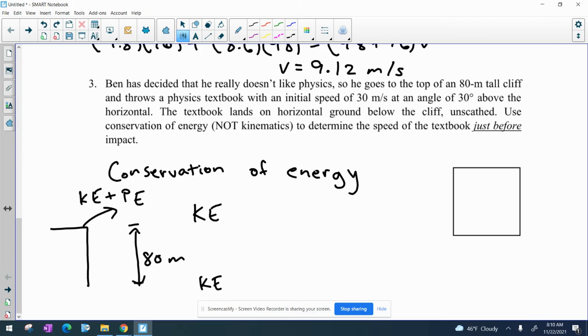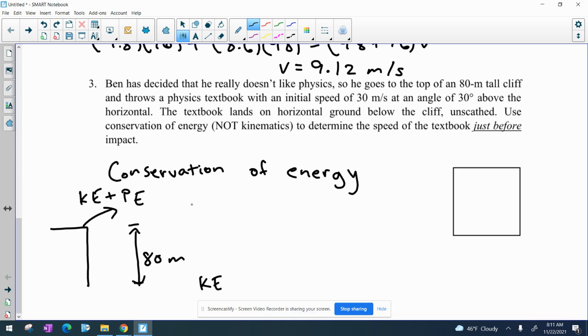All right, so this next problem has to do with conservation of energy. Specifically, you have been throwing a book off a cliff that gives it some amount of kinetic energy and some amount of potential energy initially. Then it falls 80 meters and ends up with just kinetic energy. So we can set up our energy balance.